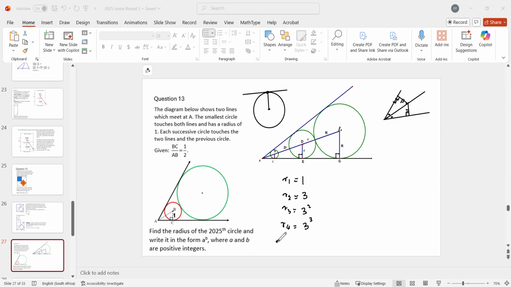So you're looking for the 2025th circle. It has to be 3 to the power of, when this is the fourth circle, the index is 3. This third circle, the index is 2. So here it's 2024. So this is the radius of that large circle. That's a very large number, right?